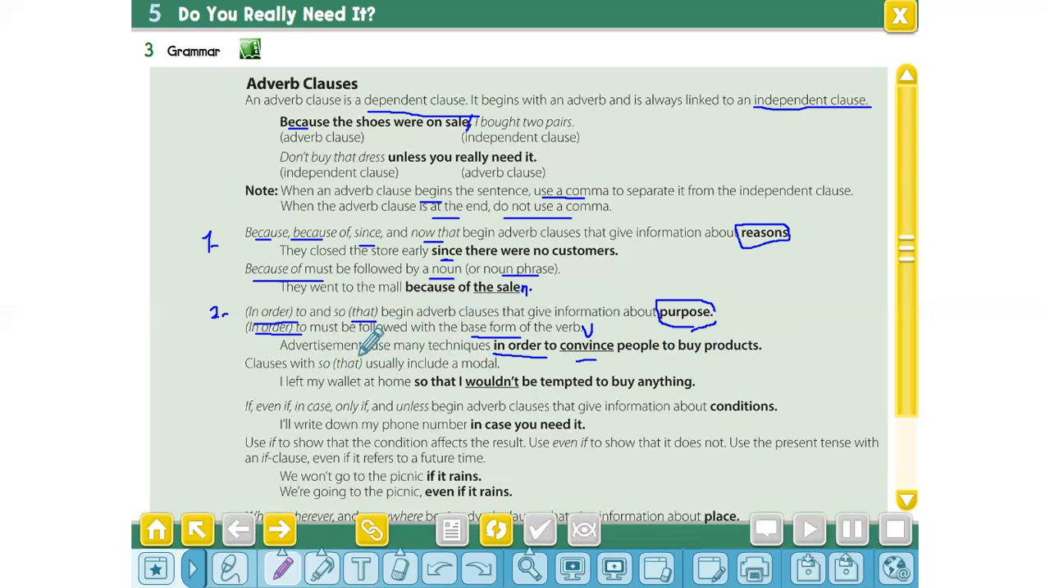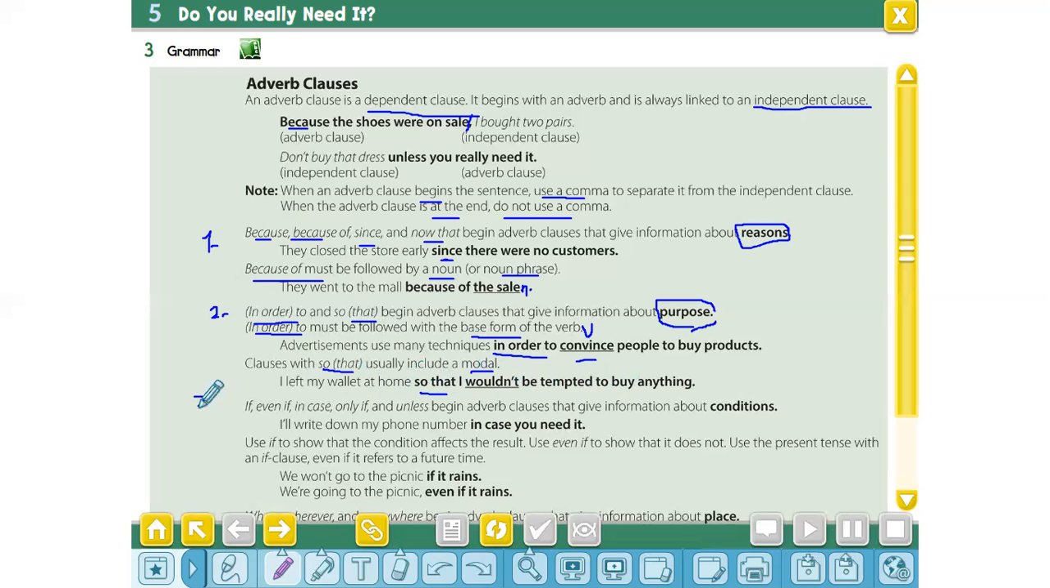What about so that? So that usually includes a modal, like will or would, can or could. For example, I left my wallet at home so that I wouldn't be tempted to buy anything. So that, wouldn't. Wouldn't is a modal verb.